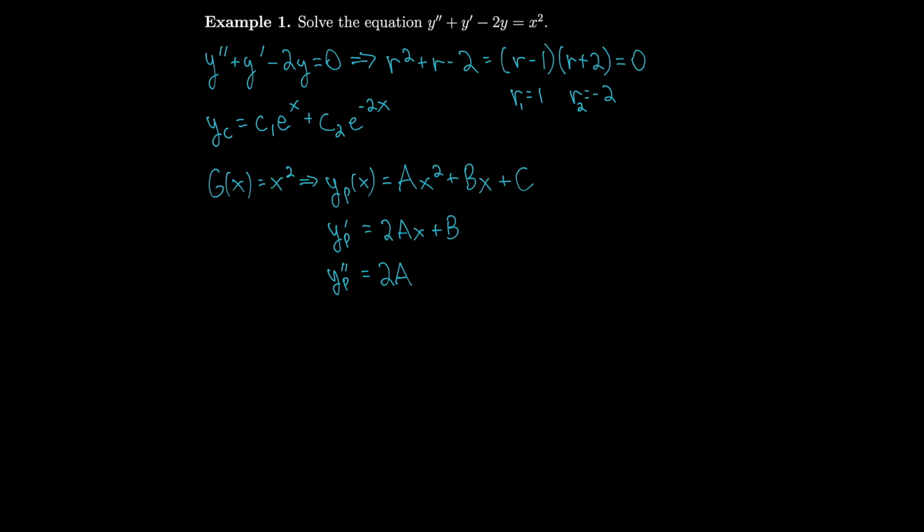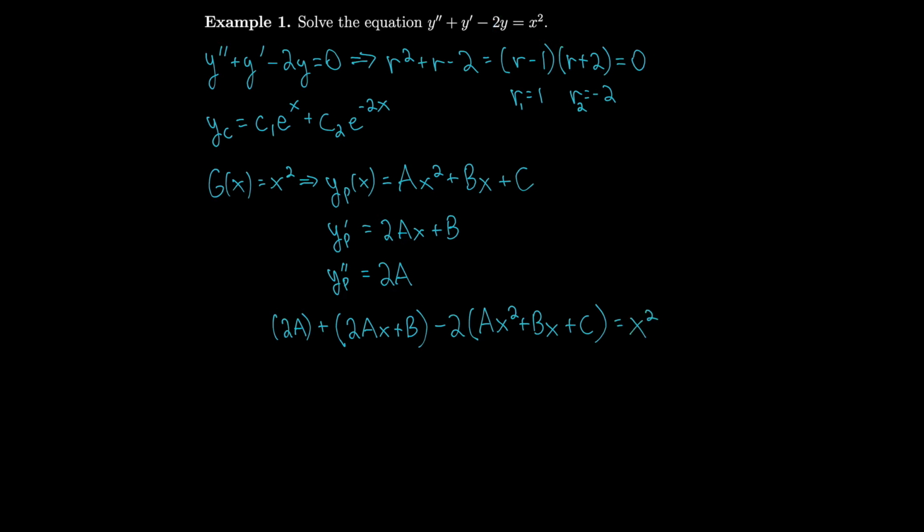So y double prime will be 2a, plus y prime, which is 2ax plus b, minus 2 times y, so that's 2 times ax squared plus bx plus c. And we want this to equal x squared, because that's what we're given.